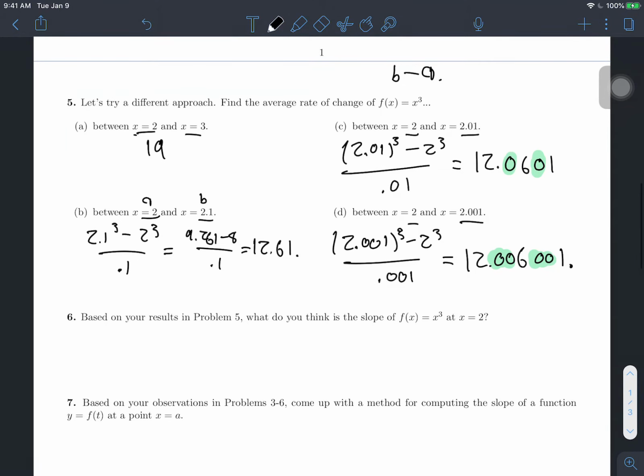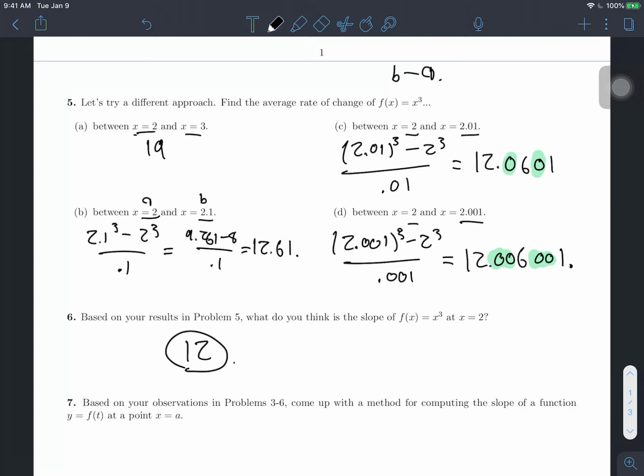So based on our results in problem number 5, what do we think the slope of f of x equals x cubed at x equals 2 is? 12. That's my guess, based on what the data is showing me.